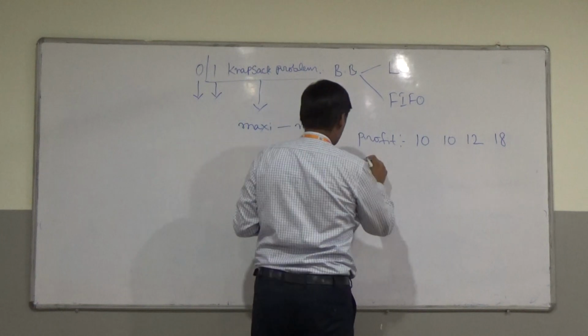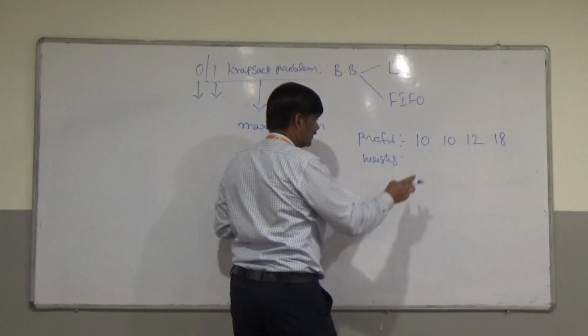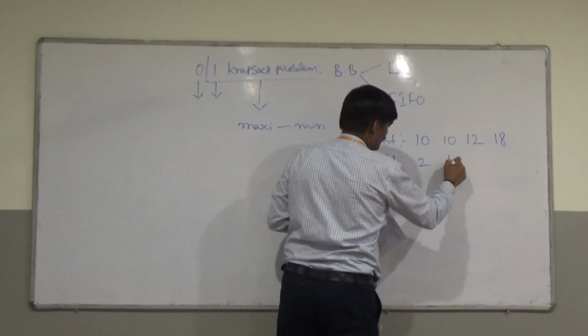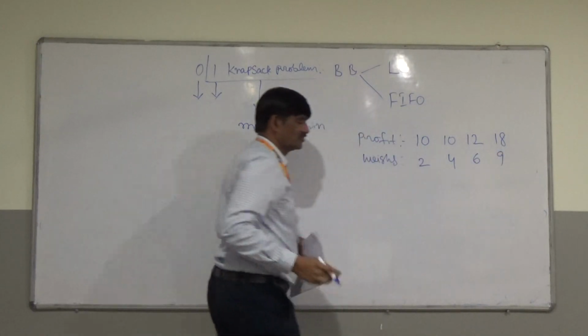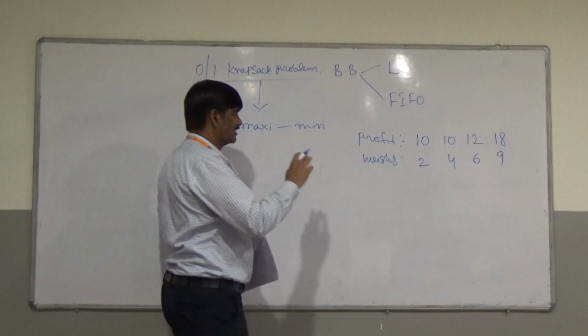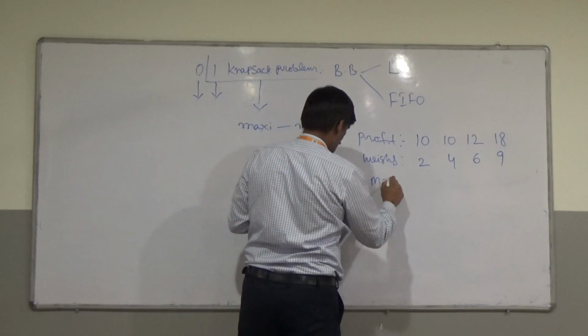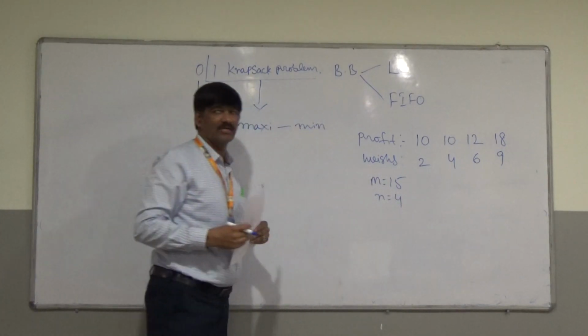And the weights are also given. The first item weight is 2 kgs, the second one is 4 kgs, the next one is 6 kgs, and the next one is 9 kgs. So this is the given data. For this, the bag capacity is m equals 50, and n equals a total of 4. So these are the input data.